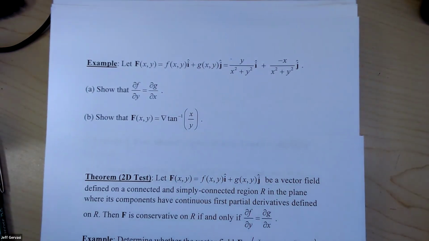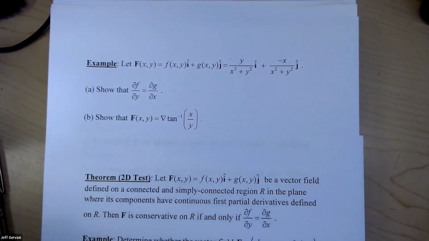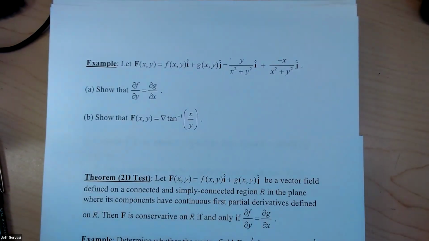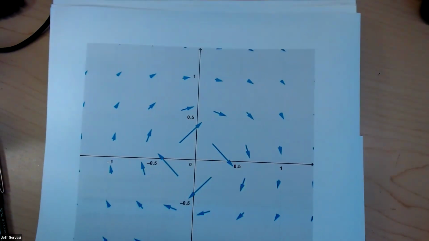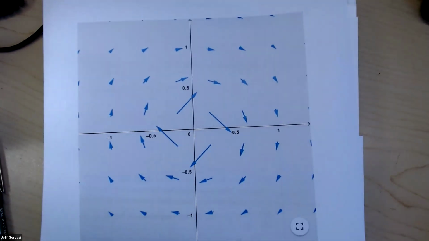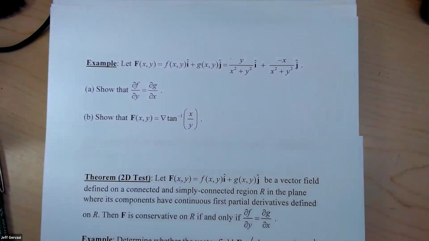Okay, so let's do that. Let me get a clean piece of paper. By the way, everybody, here's what the vector field actually looks like. Okay, notice it rotates around the origin. All right, well, let's see what we got.